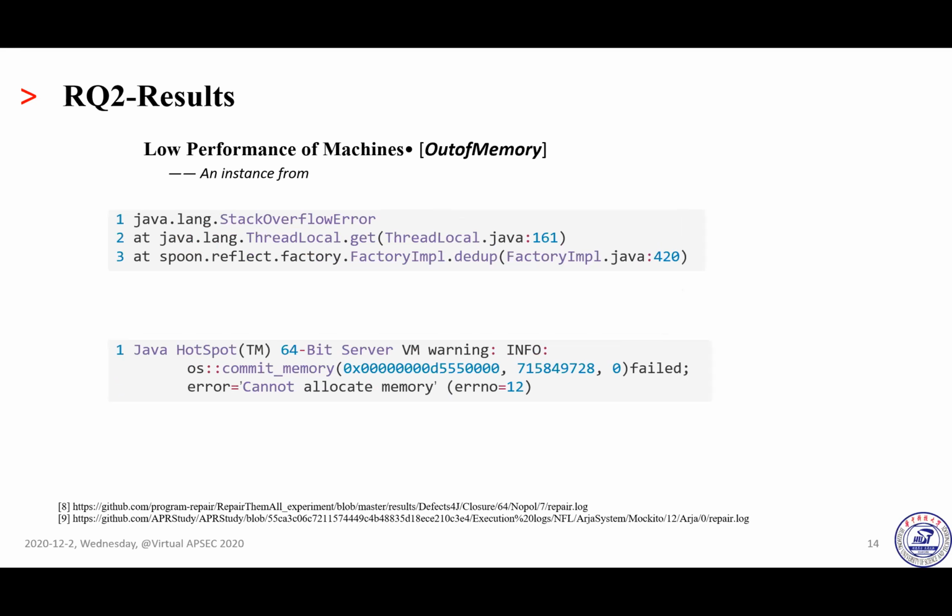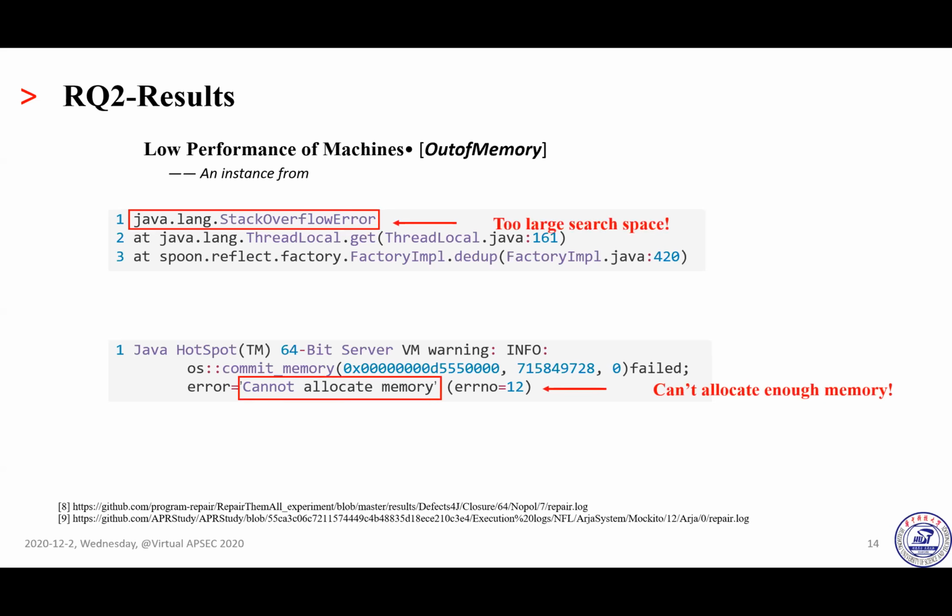Here's a case of out of memory. As we know, executing API calls requires high-performance servers since the search space is extremely large. If the computing power is not enough, some calls may run out of heap space or fail to allocate more memory, and thus cause an error. We classify such bugs caused by computing power as low performance of machines.